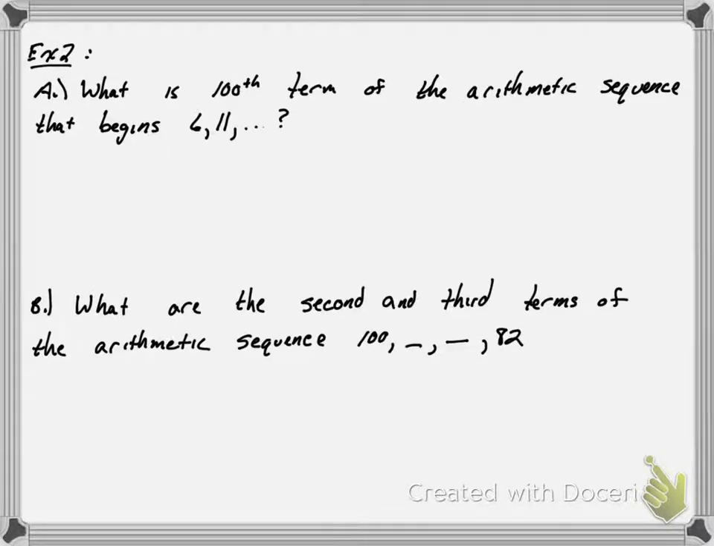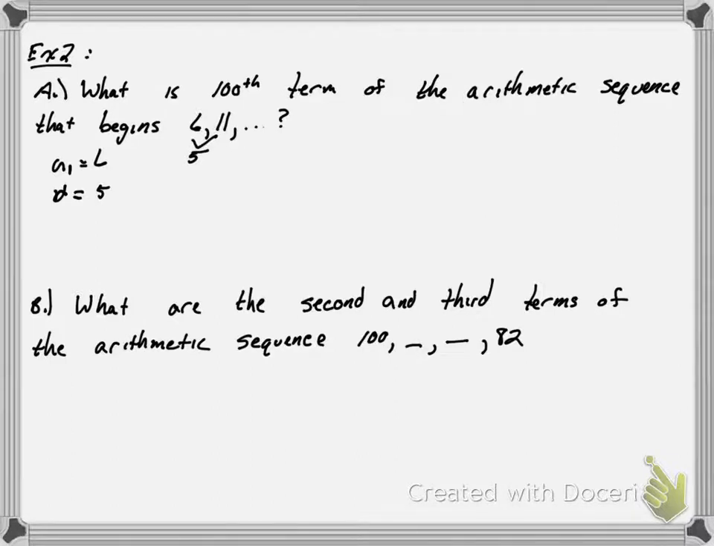So example 2, what's the 100th term of the arithmetic sequence that begins 6, 11? So if we're looking at this, what's the 100th term of this sequence that begins 6, 11? So again, what's a sub 1? A sub 1 is 6. My common difference, or my d, is 11 minus 6, which is 5. So that's what my d is.